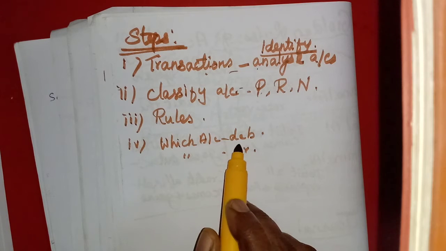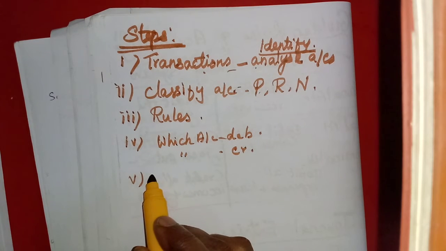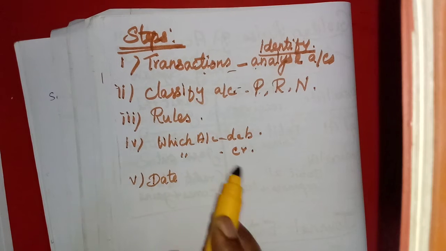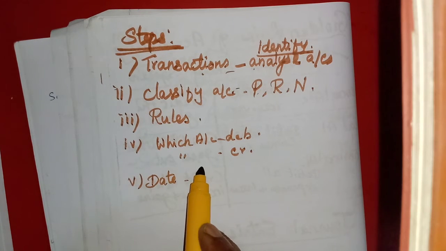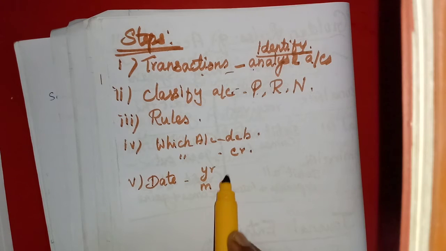Then what we should do? Now only we are going to enter in the journal. There, first, what I showed, we have to record that one. The date column must be filled up. Okay, date, how to write? First the year, then the month, then the date. Like this we have to enter.